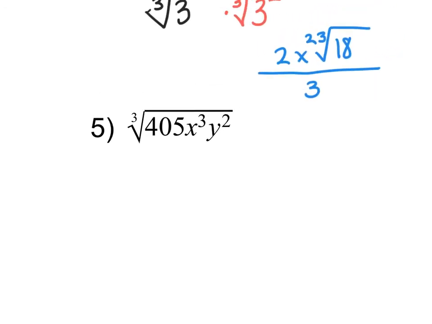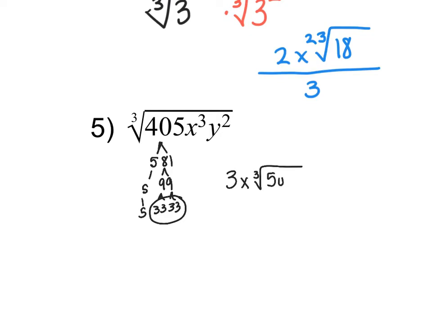Number 5, we're going to break down 405. So if I divide anything that ends in a 5 by 5, it usually helps me out a little bit. So 9 times 9 is 81, so we have 3 4s. So these 3 4s are going to hook up and become 4 3s. Come on, number 3 on the outside. x is going to join him. Who's going to stay inside? The 5 and the y squared.